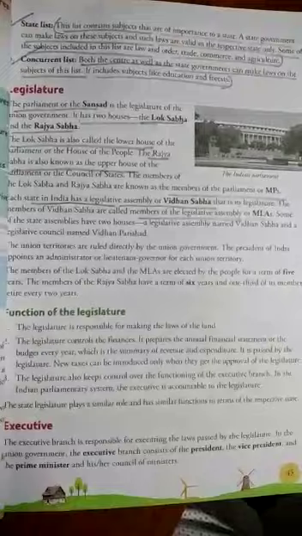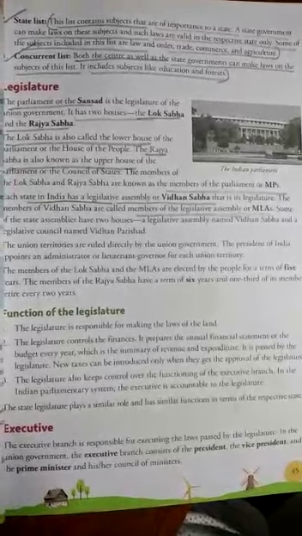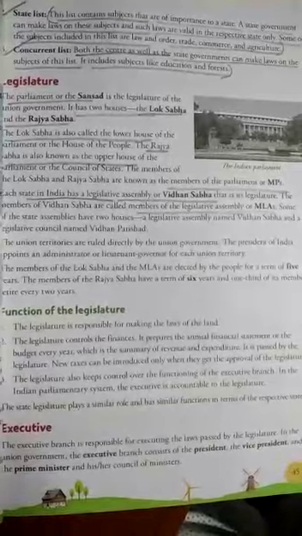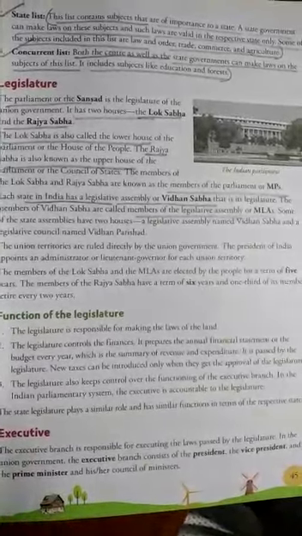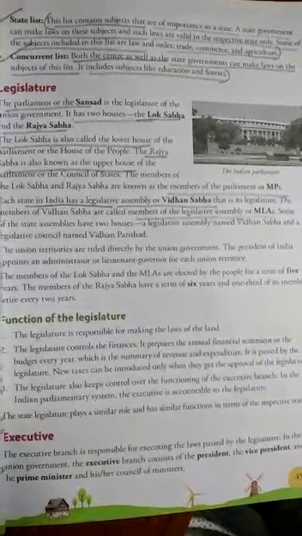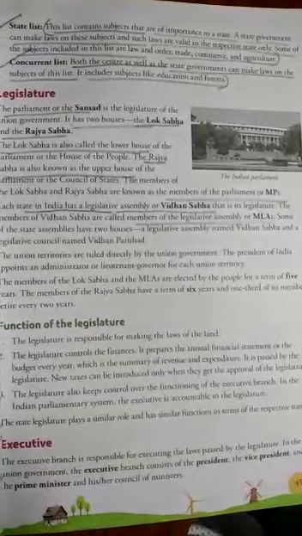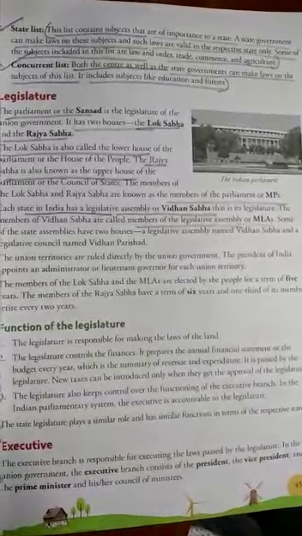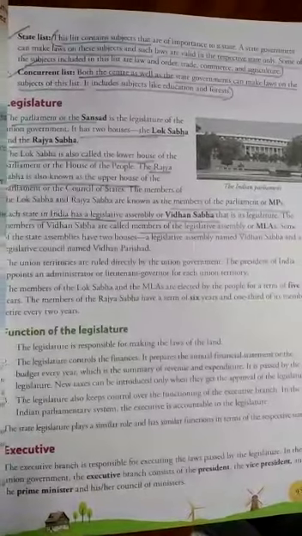And students, another important topic is that the members of the Lok Sabha and the MLAs are elected by the people for a term of 5 years. Okay, but the members of the Rajya Sabha have a term of 6 years, and 1/3 of its members retire every 2 years.